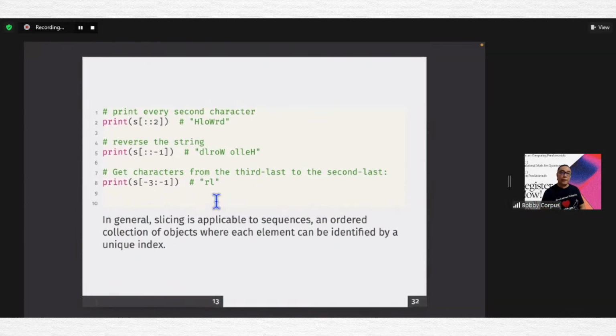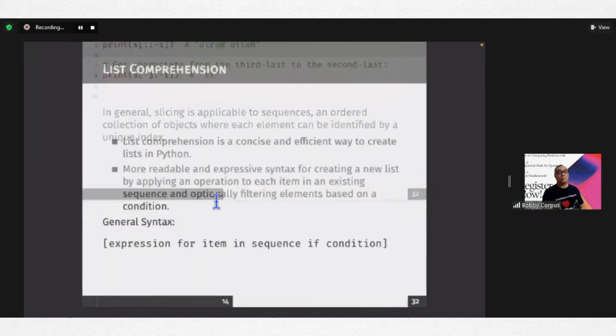So in general, yung pinakita ko sa inyo, that's just a string, no? But you can also do slicing in general sa mga sequences, no? Like example of sequence is an array, no? Or a list. Yan. But not a set.